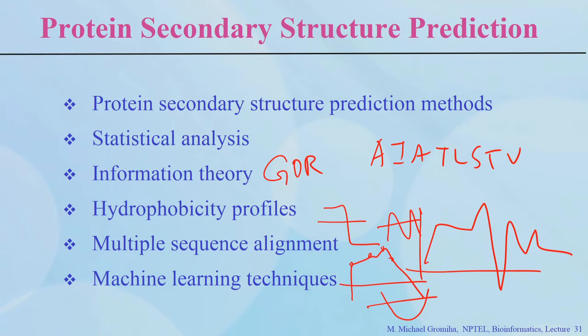Then there are various machine learning algorithms, right, neural networks or support vector machines. They map the input data, mainly the residue and neighboring residues, to predict these secondary structures.